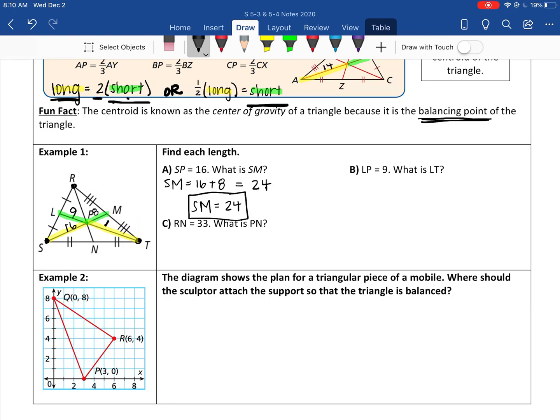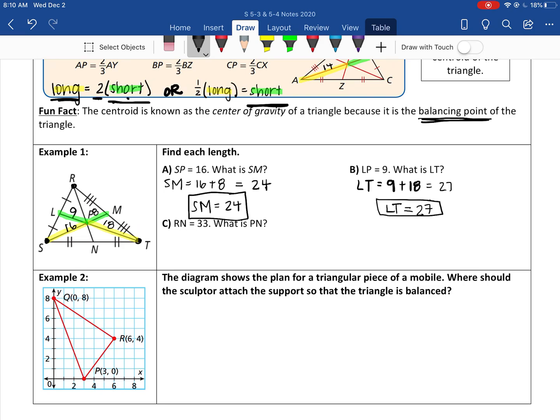So 9 doubled is 18. Okay, so to find the whole thing, LT, I just add those together. So LT is going to be equal to 9 plus 18, which is going to give me 27. So LT is equal to 27.